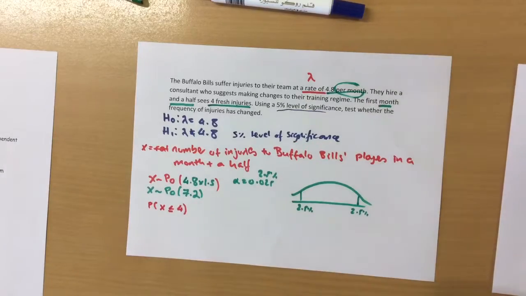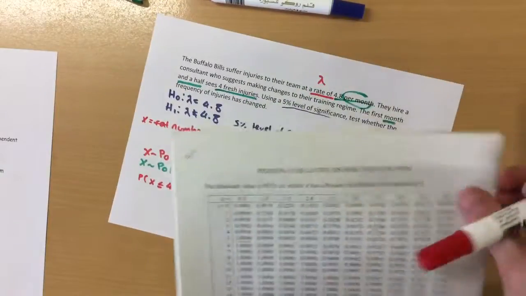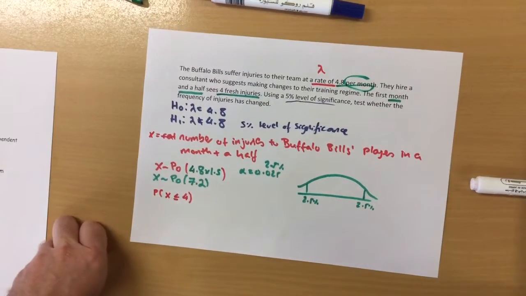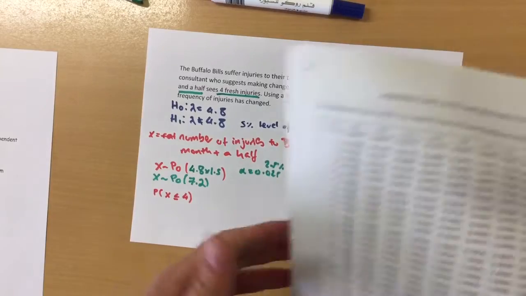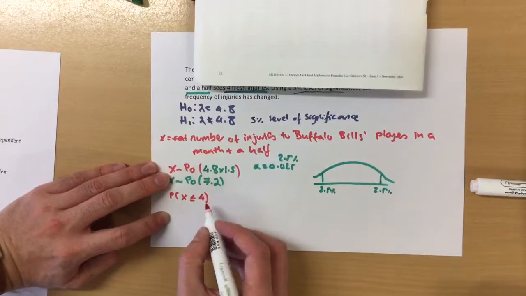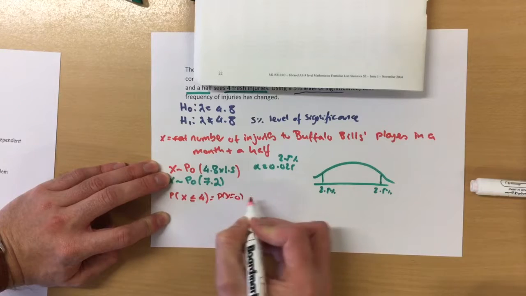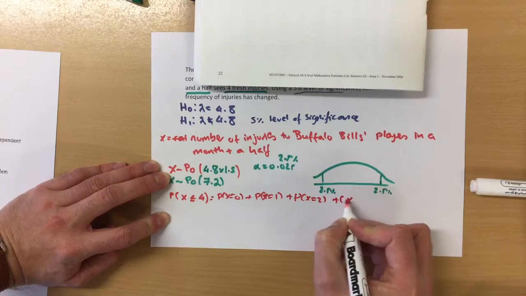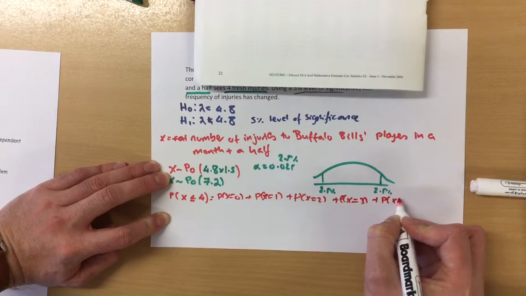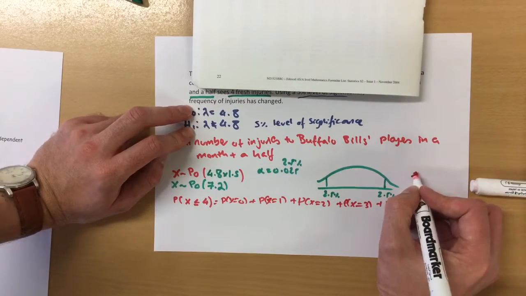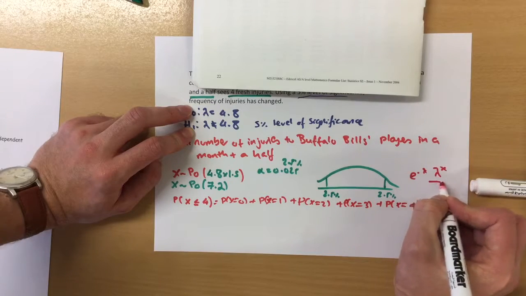Now, the best part of this question is 7.2. Last time I checked, it isn't in our table. Oh no, it's missing. They forgot to put it in again. Every year. Okay then, so what you do get, or might get depending on your exam board, is the original formula for our Poisson distribution. So the probability X is less than or equal to 4 is going to be the probability X equals 0, plus X equals 1, plus X equals 2, plus X equals 3, plus X equals 4. And our Poisson distribution is e to the minus lambda, lambda to the power of x, over x factorial.